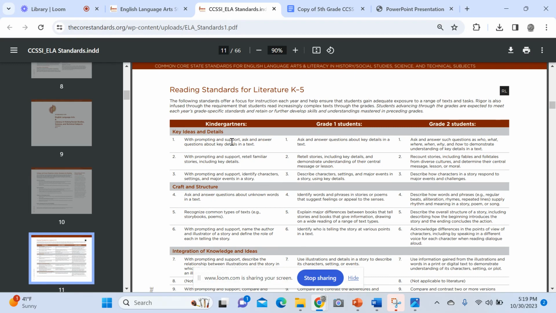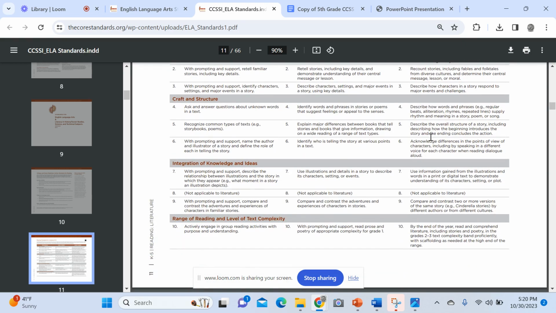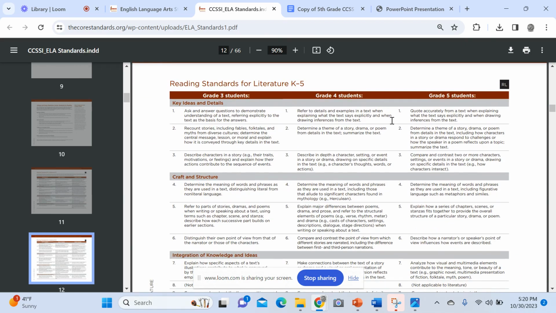And this is exactly what I had just copied and pasted in my other document: what kindergartners need to do, first graders need to do, second graders need to do. Scroll down, and it shows what third graders, fourth graders, and fifth graders should be able to do based on that first standard, so based on that anchor standard. So this is an easy way to see the whole scope and sequence.